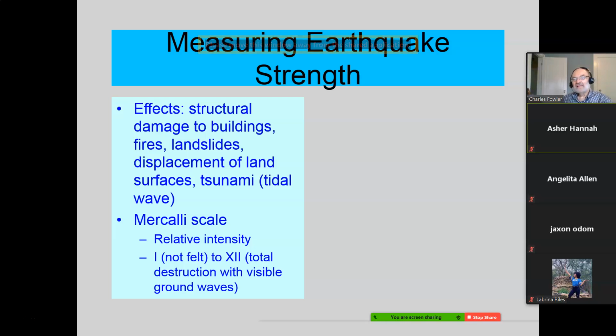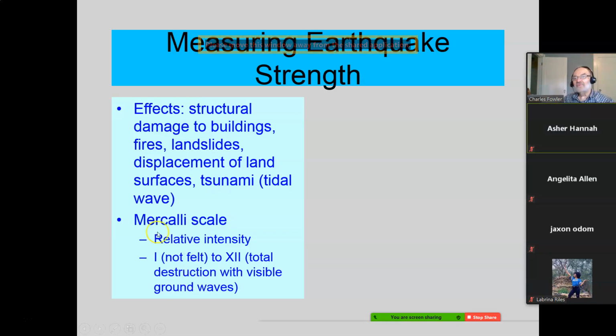Mercalli scale. Now, its relative intensity compared to others. So a number 1 on the Mercalli scale is basically one you don't even feel. Okay, you know it happened, but you don't feel it. Up to 12, which is total destruction with visible ground waves. You actually see the ground moving out like that. Ugh, that would be awful. Total destruction. That's the Mercalli scale.